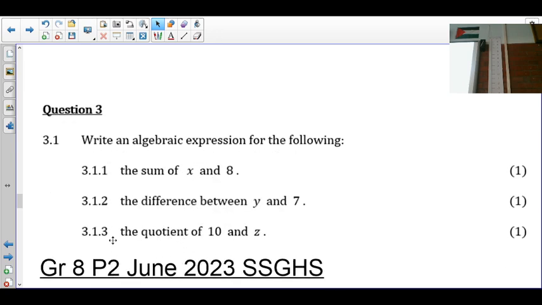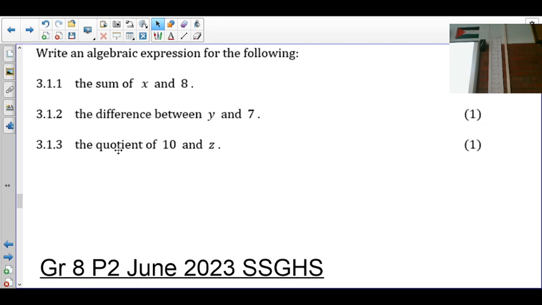Question 3. 3.1. We are told to write an algebraic expression for the following. The sum of, what does sum mean? We must add. The sum of x and a is x plus a. The difference between y and 7 is y minus 7. And then we have the next sum. The quotient means to divide. The quotient of 10 and z is going to be 10 over z. Okay. Any confusion there? No?